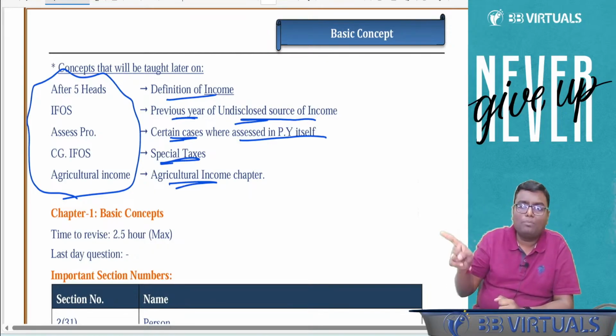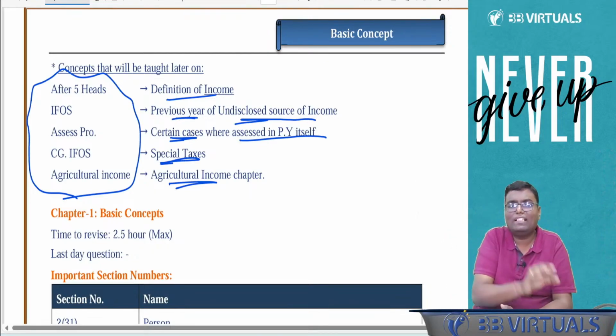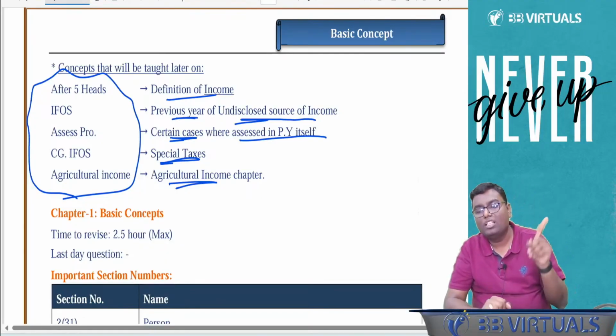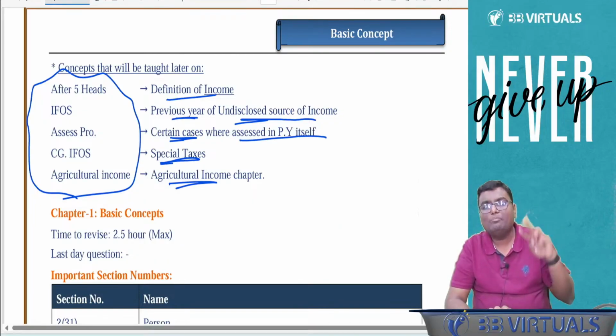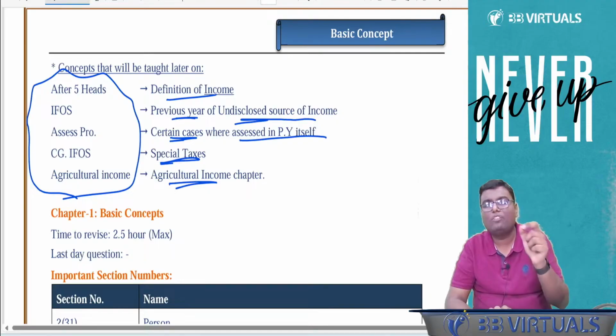Foreign company, up to 1 crore, no surcharge. 1 crore to 10 crore, 2%. More than 10 crore, 5%. Then we saw a small concept called rounding off, 288A, 288B. Total income and tax payable, both are to be rounded off to the nearest multiple of 10 rupees.